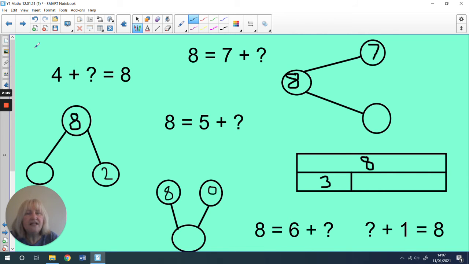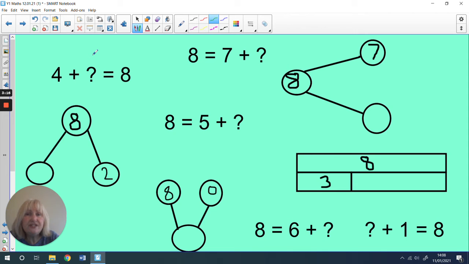Ooh, now there's lots more ways that we can think about number bonds to 8, with diagrams and number sentences, bar models. Let's have a go and see if we can think and complete the missing numbers. Okay, let's look at this one first here, this number sentence. 4 add blank equals 8. Do you know what it is?